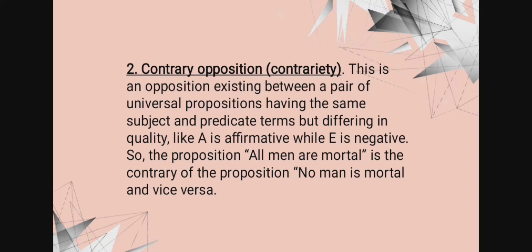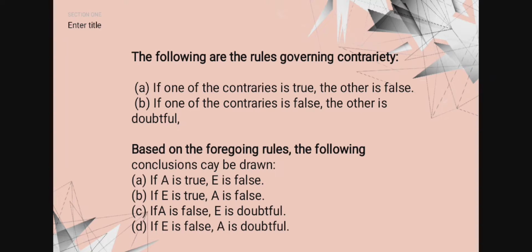Ito ay isang pares ng contrary at ito ay A at E. At this pair differs only in quality. This is both universal proposition, pero ang isa ay affirmative at ang isa naman ay negative. The following are the rules governing contrariety.